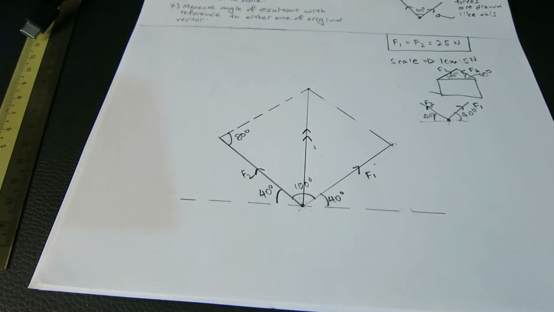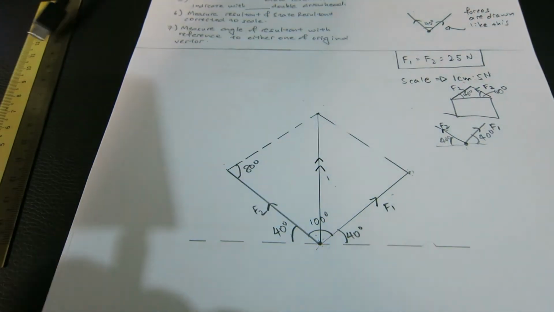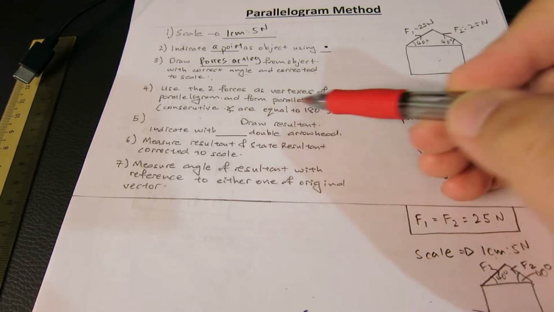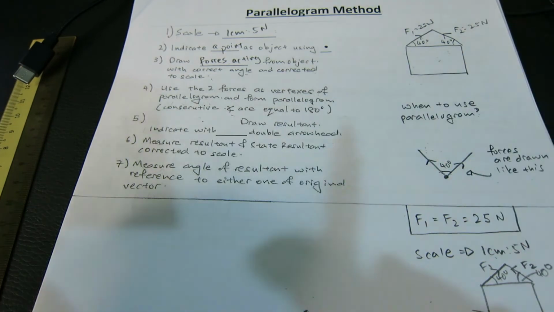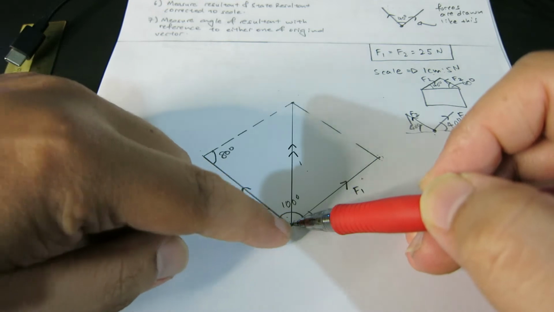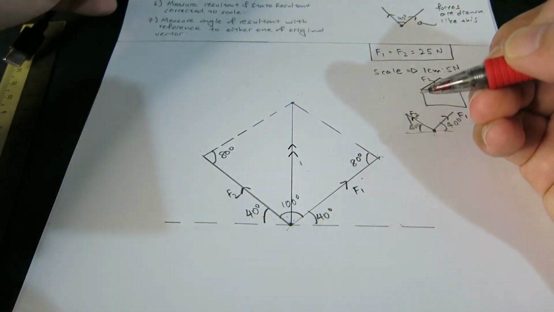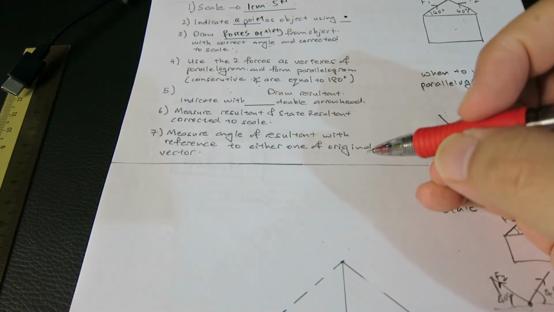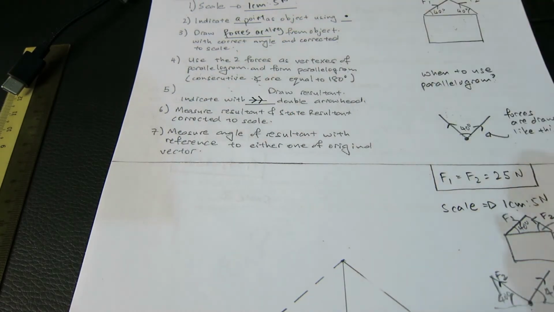Now that I've got this, let's look at steps 4 and 5. Just quickly, use the 2 forces as sides of the parallelogram and form a parallelogram. Take note that the consecutive interior angles add up to 180 degrees, which means this plus this must be 180. This plus this must also be 180. So therefore, this is 80 degrees. Then step 5, you are supposed to draw the resultant force. Make sure that you indicate it with a double arrowhead to show the resultant force.